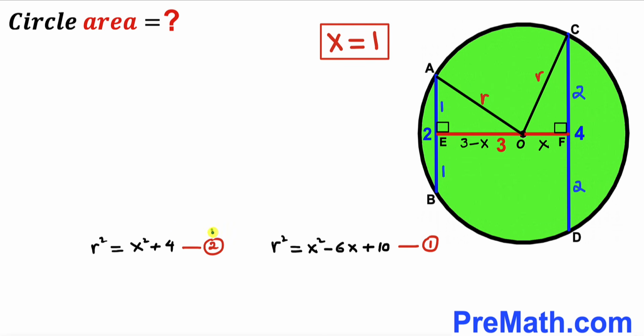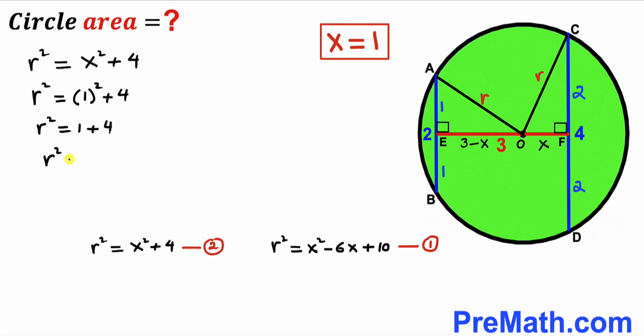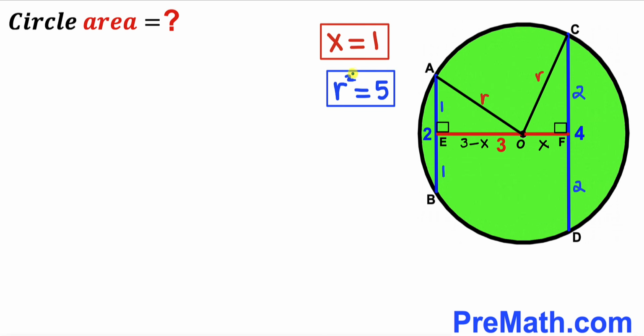Now let's focus on equation 2. Here I have copied down equation 2. We know our x value is 1, so I'm going to substitute x value 1 here. We can write r square equals 1 square plus 4. So r square equals 1 plus 4, or simply, our r square value turns out to be 5.